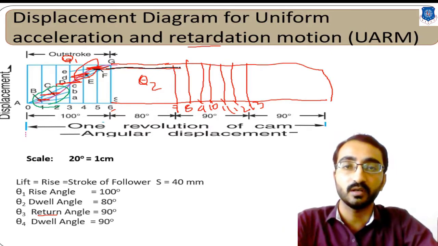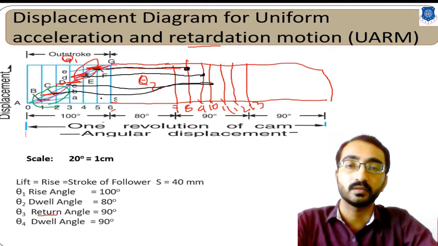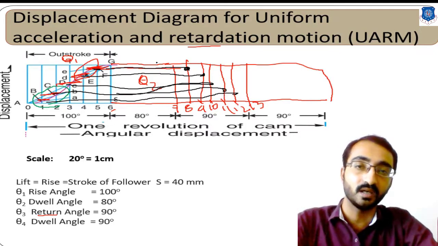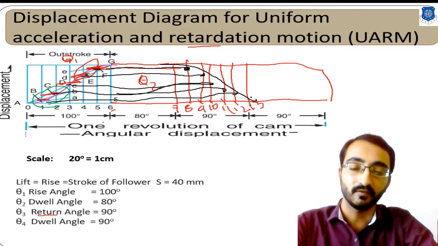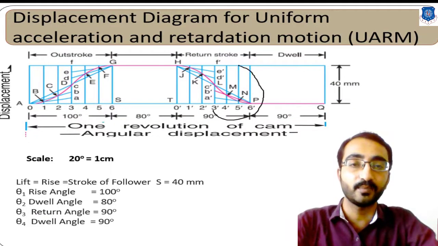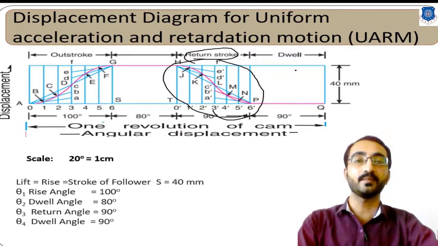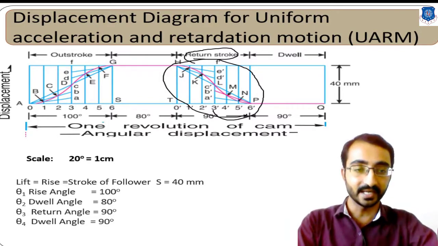If you extend, here you will get the first point, from the second to the second extension, from the middle to the middle extension, then from the fourth line you will get over here, and similarly from the fifth line you will get over here. If you join this curve, it will follow a similar pattern. So you will get a similar type of curve in the return stroke. In this way we can plot the displacement diagram for the uniform acceleration and retardation method.